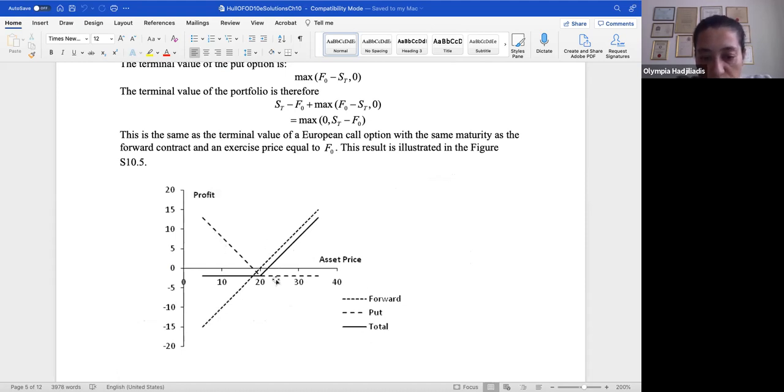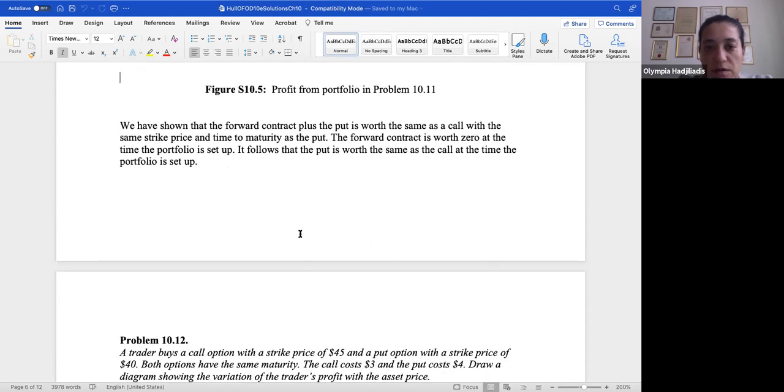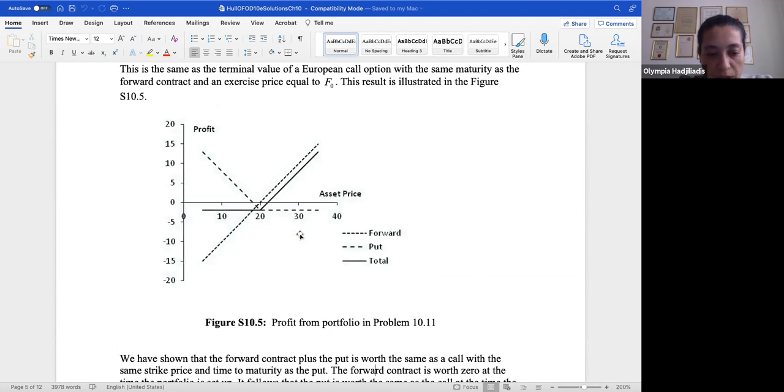This is the put option price. This is the forward, the profit from the put option. This is the profit from the forward contract. And if you sum these two, you obtain a hockey stick in the same way you get for a call option. And so the outcome is a call option. This is the payoff of the call option.